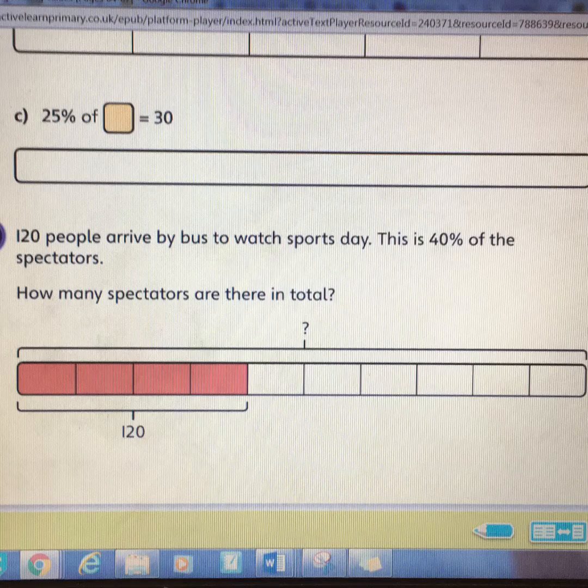Question number 2. 120 people arrive by bus to watch Sports Day. This is 40% of the spectators. How many spectators are there in total? Now, this one is a little bit trickier because you can't split your 100% bar into 40%, because then you'd have 40%, 80%, 120%. Right, how are we going to work this one out?